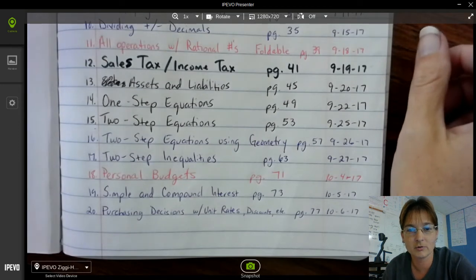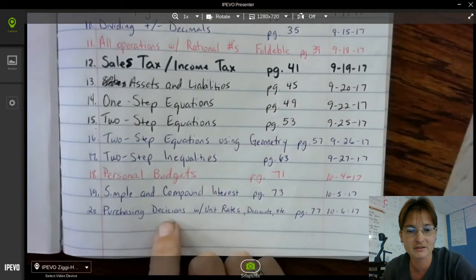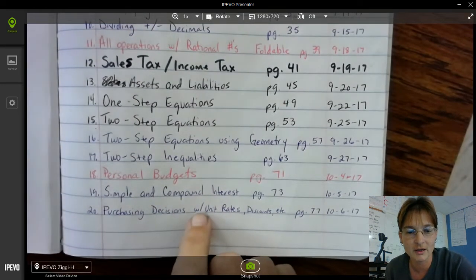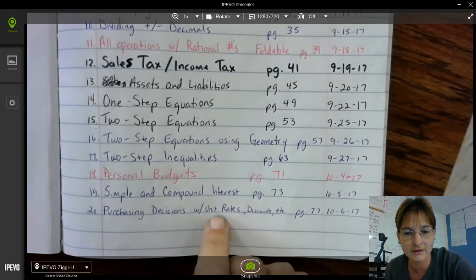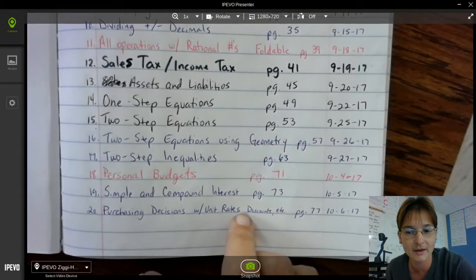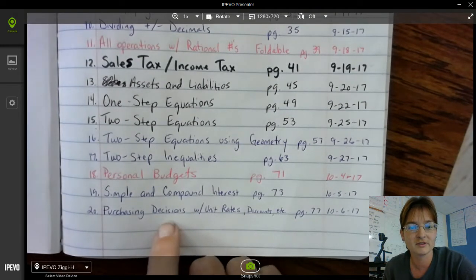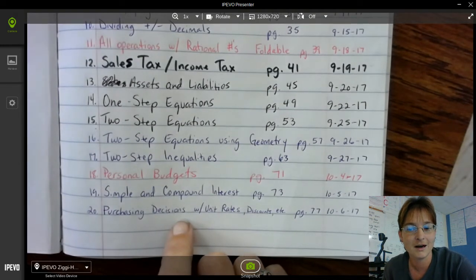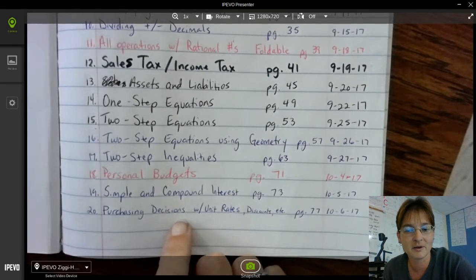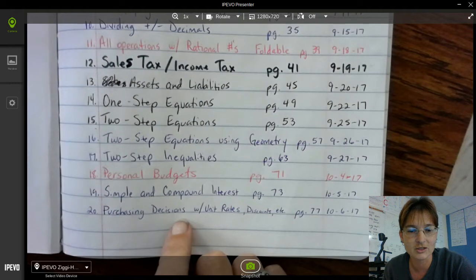Okay, in today's lesson, we're going to look at purchasing decisions, and we'll be using unit rates, discounts, rebates, various different ways of looking at when you're buying certain items, what's the best decision to make so that you're using your money wisely and not spending more than what is needed for each item.